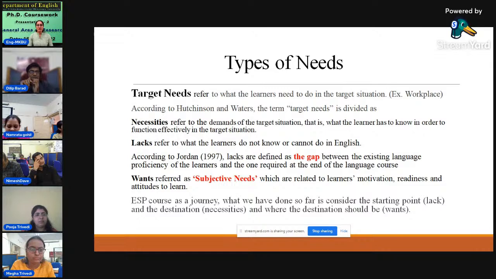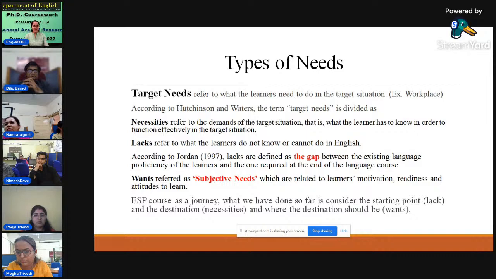Lacks refers to what learners do not know or cannot do in English or while using English. So that is the lacks. And wants is more subjective according to individual learners, their motivational level, their readiness, their attitude to learn. So in short, we can say that to reach those necessities, we have to fill those lacks, what is lacking in the learners, and that can be filled with the course of ESP.